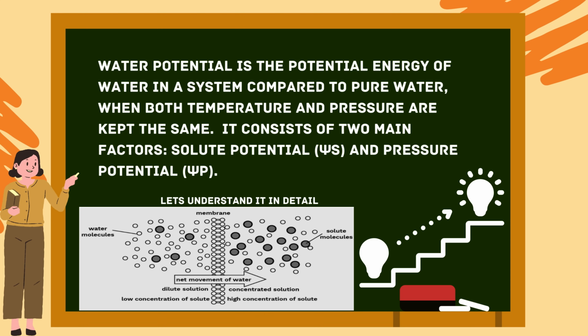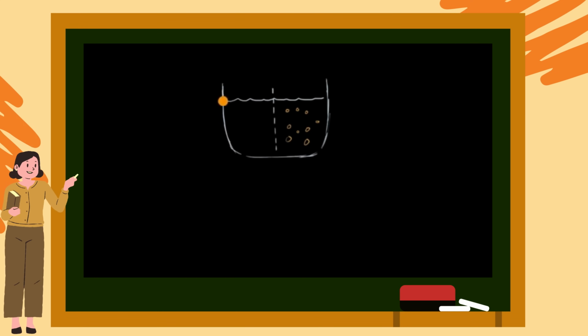Now let's understand the work of water potential in detail. So right here I have a container of water that is open to the atmosphere. It's standard atmospheric pressure up here, and let's just assume that everything in our system, the air and the water and the container, is 21 degrees Celsius.